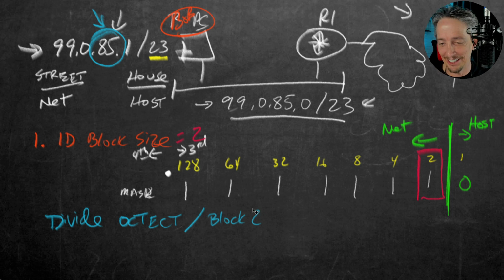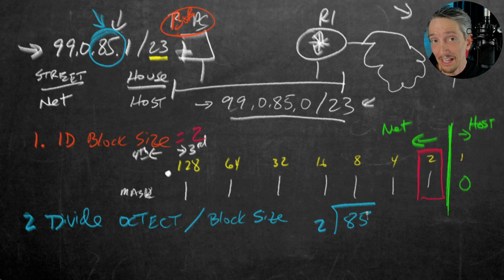I should probably spell size right. It'll look better. Okay, so if you're not super great at math, you don't have to be here. The concept is, number 2, we want to take that octet where the dividing line is somewhere in this octet. So we'll take it, 85, and we're going to divide it by the block size. In this example, with this 23-bit mask, the block size is 2, so we're going to do 2 into 85. That's it. So 85 divided by 2.